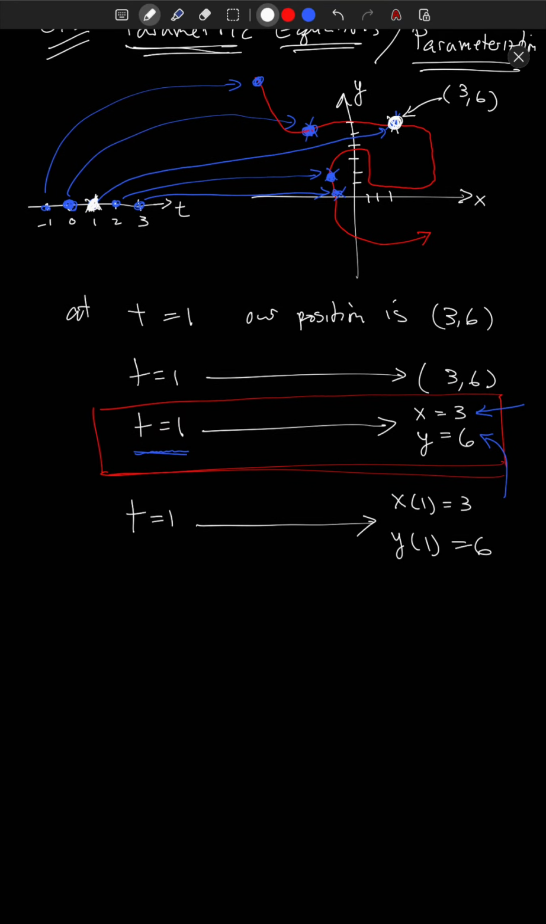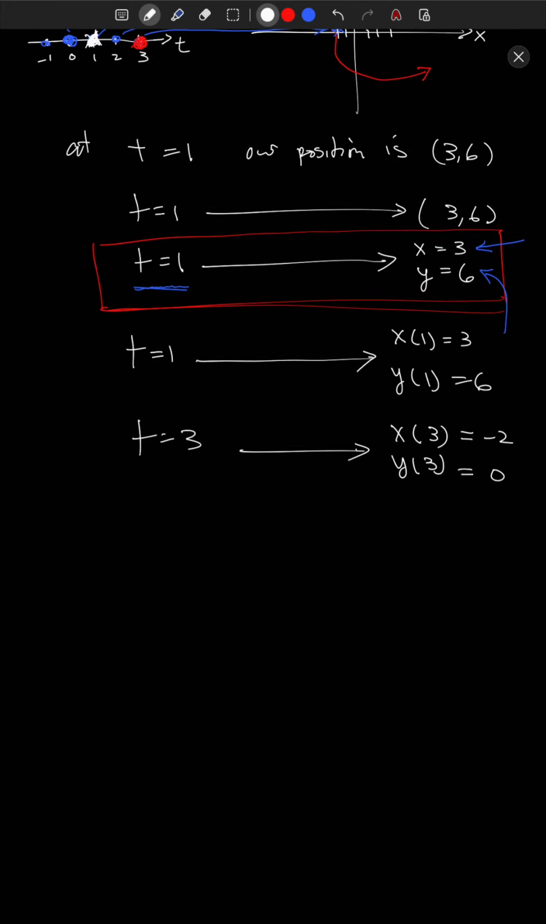And you can do this again for every other time. Let me just do another one. Let's say t equals 3. At time t equals 3, we're at the position, maybe minus 2, 0. So t equals 3 corresponds with x of 3 and y of 3. The x position is minus 2. The y position is 0.